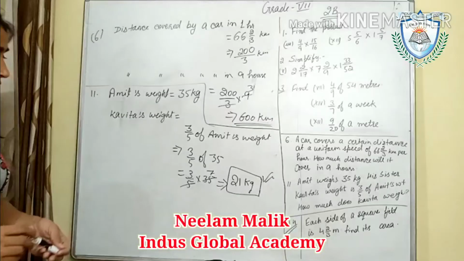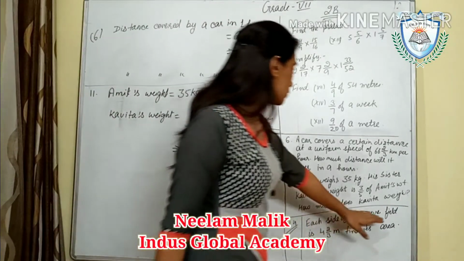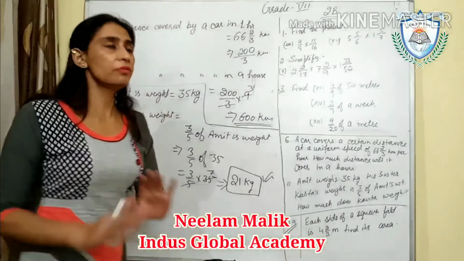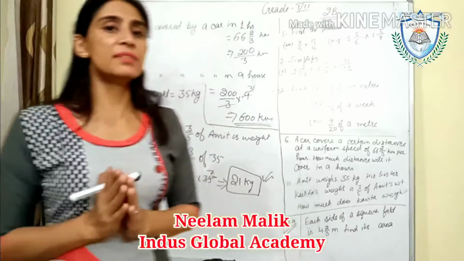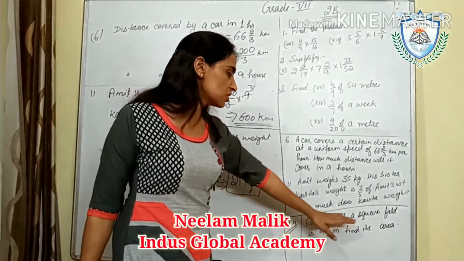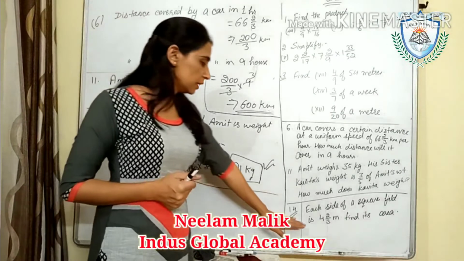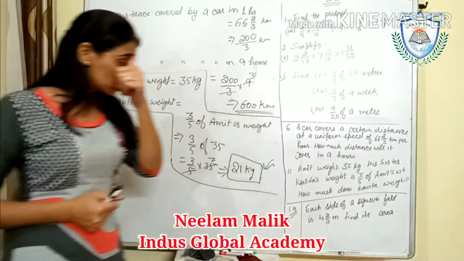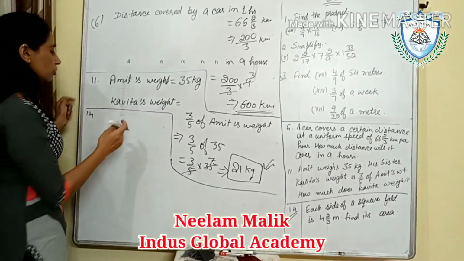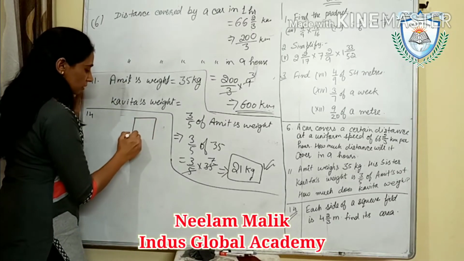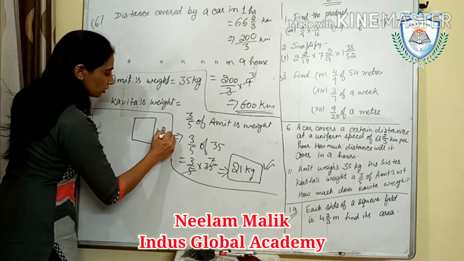Okay. Now the question number 14. Each side of a square field is given. Okay. We know that in a square all sides are equal. So one side is given. Now question number 14. Each side of a square field is 4 whole 2/3 meter. Find its area. So the side of a square is given. We know that in a square all sides are equal. So one is given, 4 whole 2/3 meter.